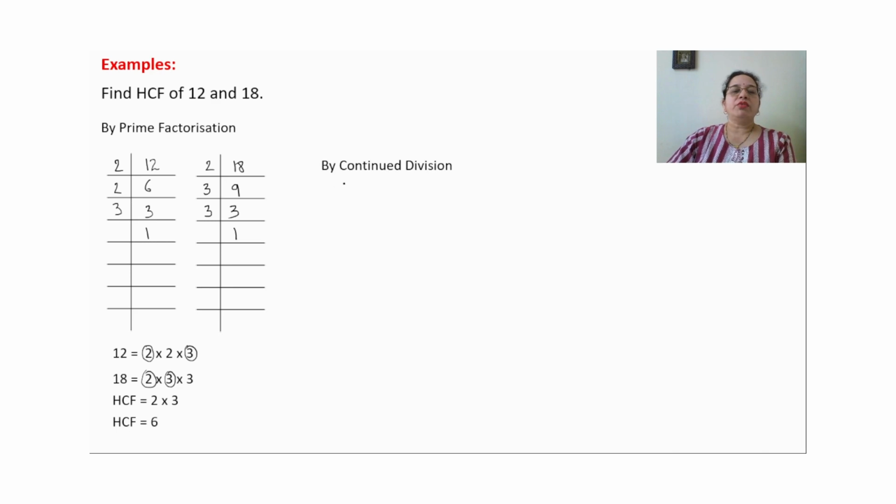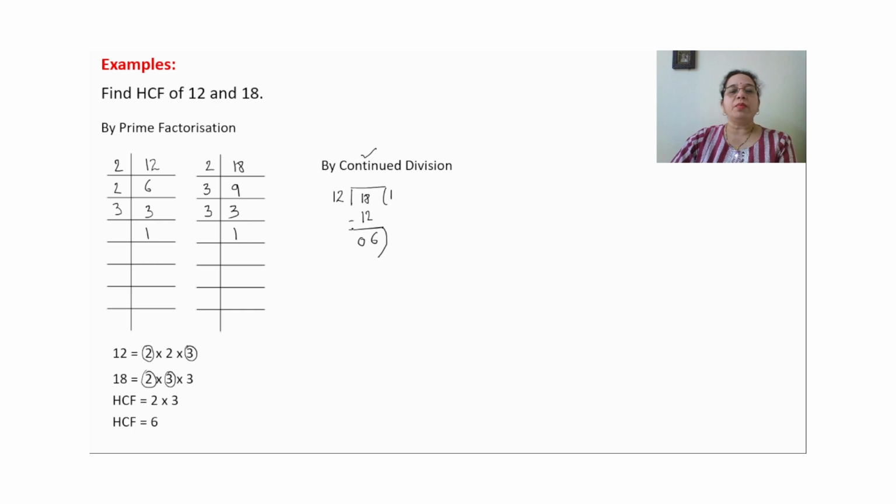Now same question we will solve by continued division method. So we need to find out of these two which number is smaller. So 12 is smaller. So write down the number as it is. Now we will divide 18 by 12. So 12 ones are 12. How much is left? 6. Now this 6 will become your divisor. That's what the name is given, continued division. We will do the division, we will continue the division till the remainder is 0.